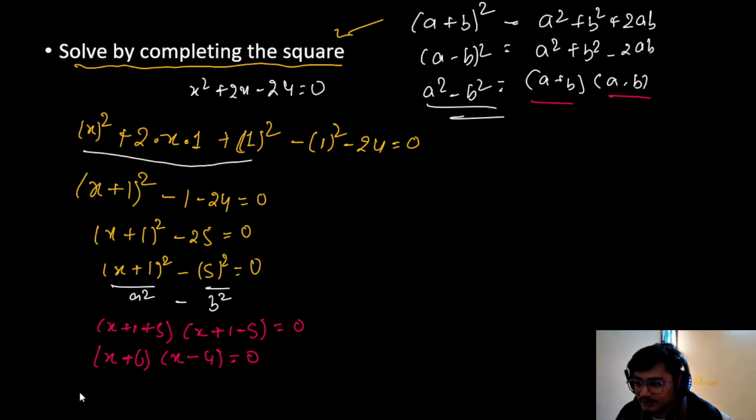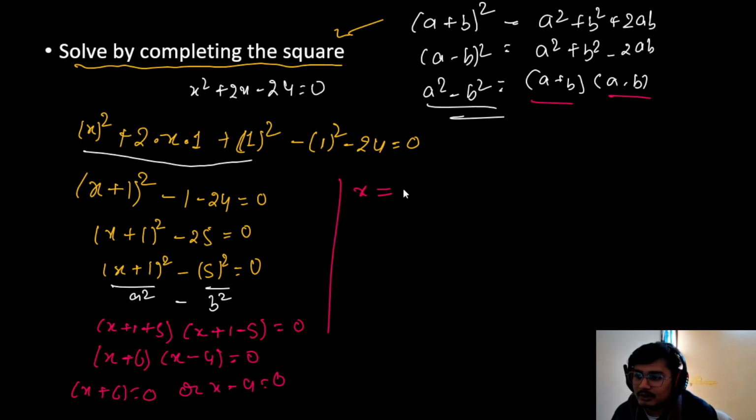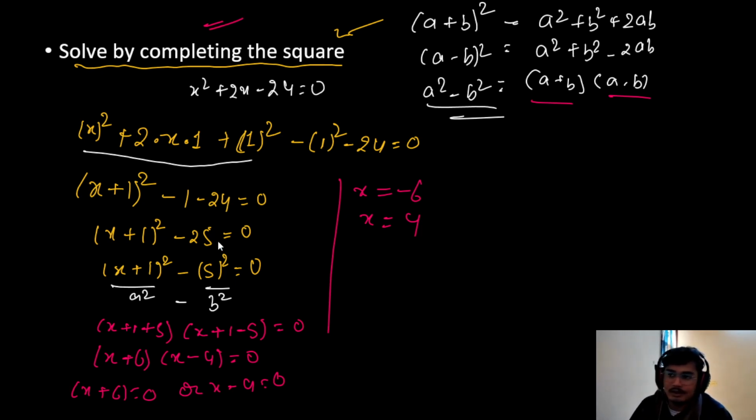So either one of these is 0. So x plus 6 will be 0, or x minus 4 will be 0. If x plus 6 is 0, x will be minus 6, and if x minus 4 is 0, x will be 4. So these are our zeros. And this is nothing but the completing the square method.